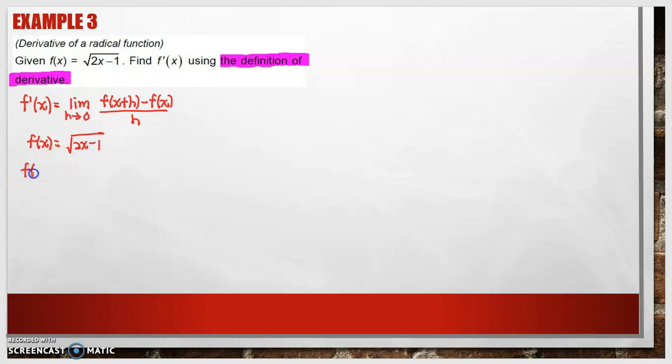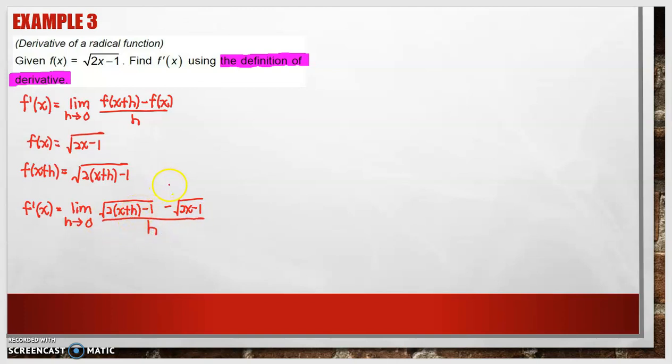Then f(x plus h) will become the square root of 2 in the bracket, x plus h, minus 1. Now I try to find the derivative: f prime of x is equal to the limit as h approaches 0 of the square root of 2(x plus h) minus 1, minus f(x), which is the square root of 2x minus 1, over h. So this is how we plug in the formula.